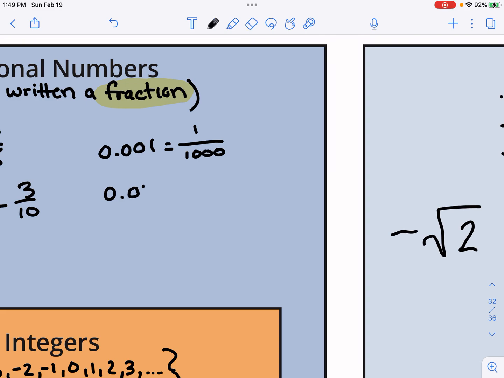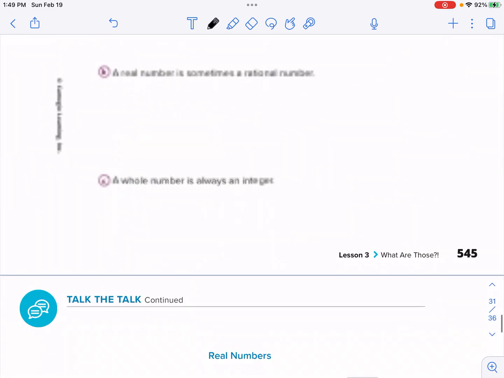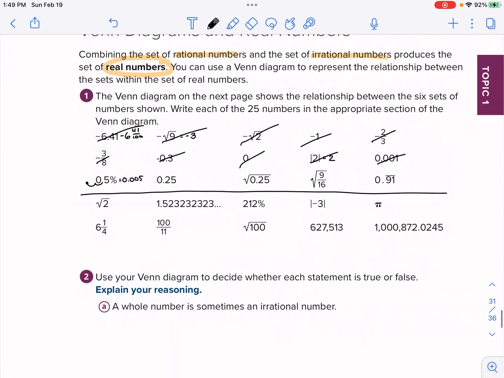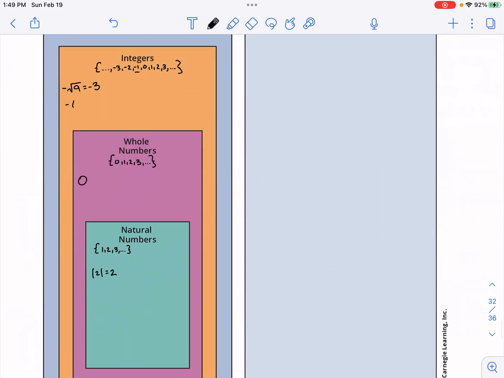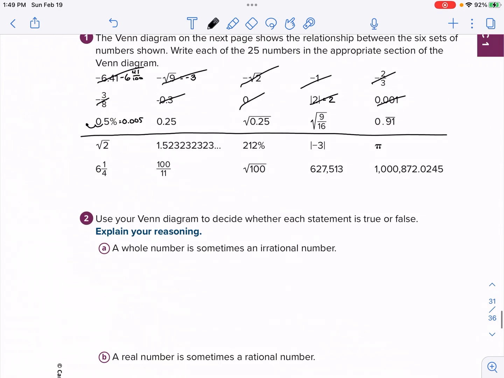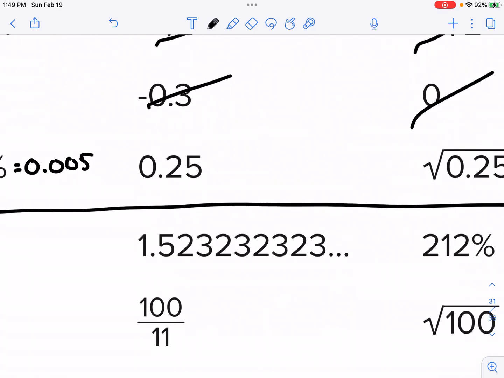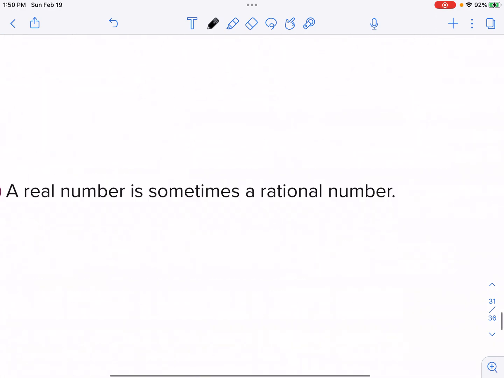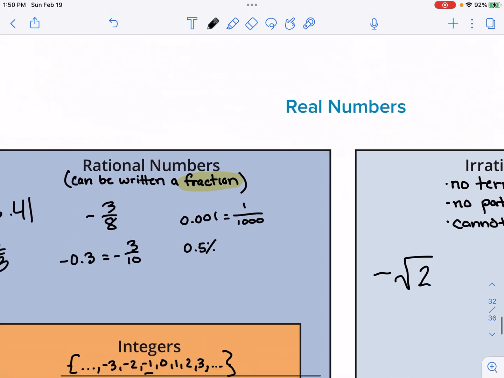Right, that will be, oh, sorry, 0.5. Okay, so just get rid of the 0 here, but this is rational. It can be written as a fraction. All right, this one we have a terminating decimal, and that can be written as 25/100ths. So that's rational. So 0.25, I'll put that here.